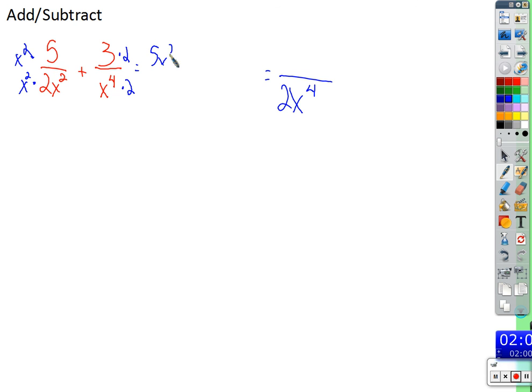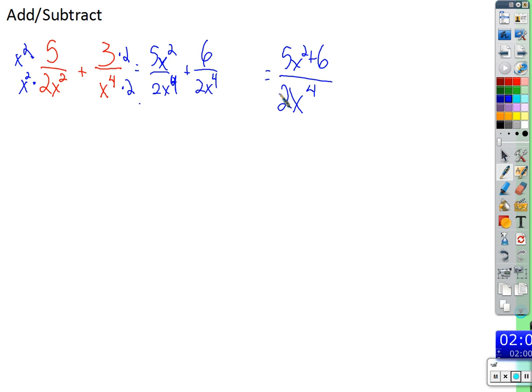So we get 5x squared over 2x to the 4th plus 6 over 2x to the 4th, which equals 5x squared plus 6 over 2x to the 4th. Should I cancel out the 2 and the 6?